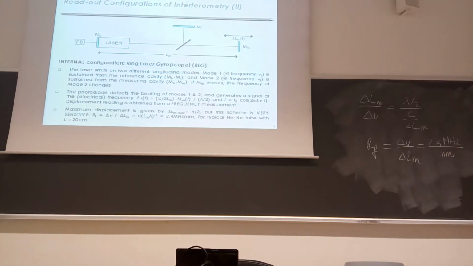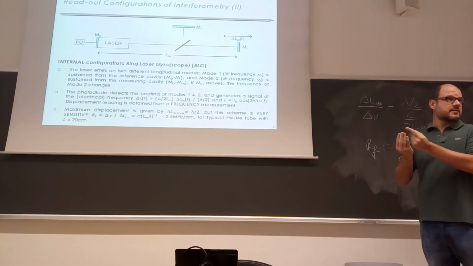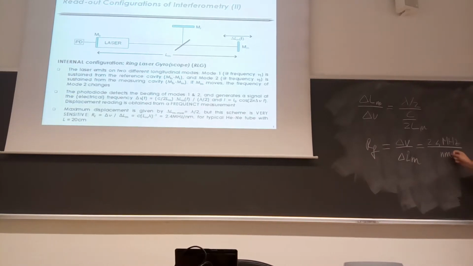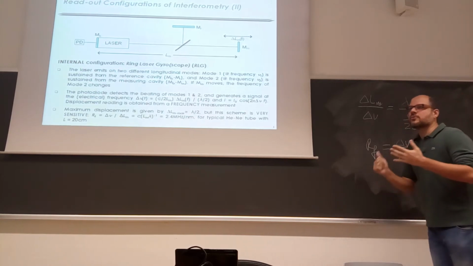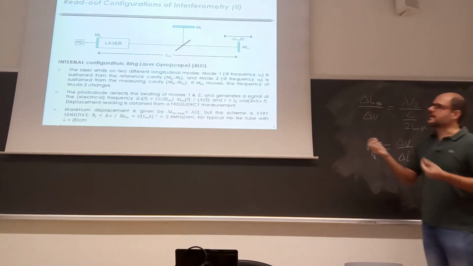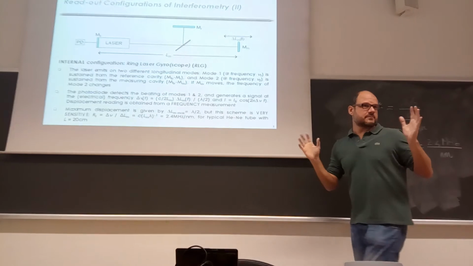So for each change in displacement of 1 nanometer of the moving mirror, you see a change in frequency of 2 megahertz. With almost any kind of oscilloscope, you can go definitely below the nanometer displacement and still see the change in frequency. So this setup is used when you want to measure very tiny displacements of the moving mirror with very high accuracy. And you already know that the total displacement will be limited by half of the wavelength.